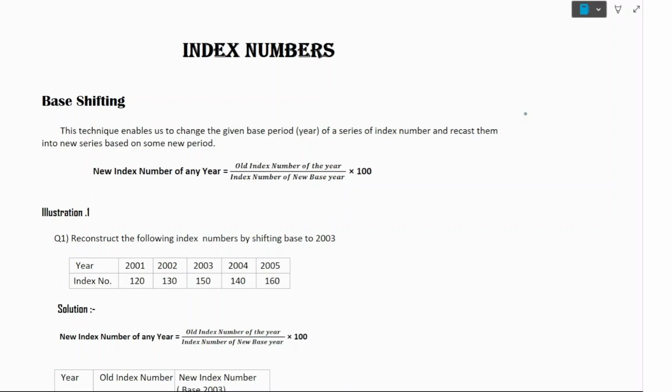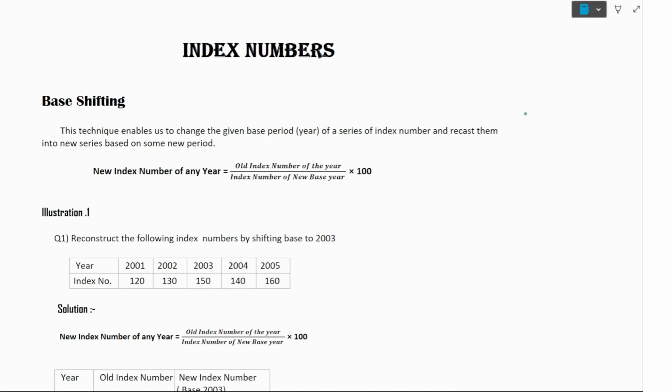Let's start our topic, base shifting. Base shifting is a technique which helps us to change the given base period of a series of index numbers and recast or otherwise reconstruct them into a new series based on some new base period.